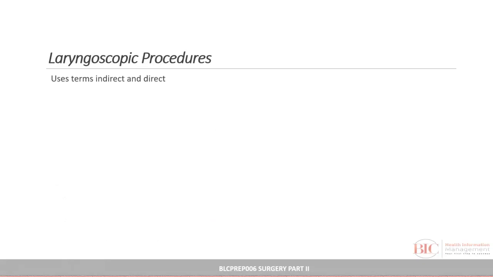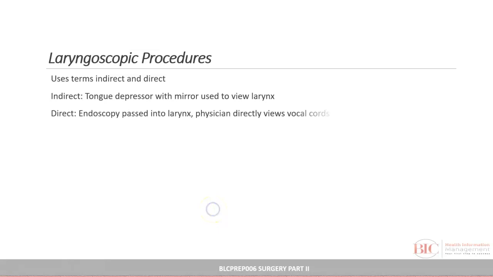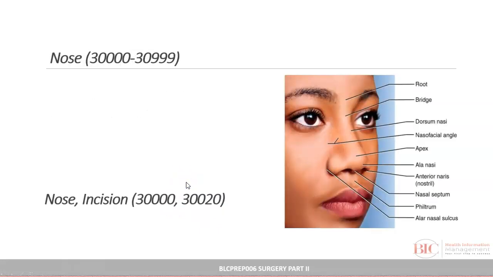Laryngoscopic procedures use terms like indirect and direct. An indirect laryngoscopic procedure is when they use a tongue depressor with a mirror to view the larynx. A direct is when an endoscope is passed into the larynx and the physician directly views the vocal cords.